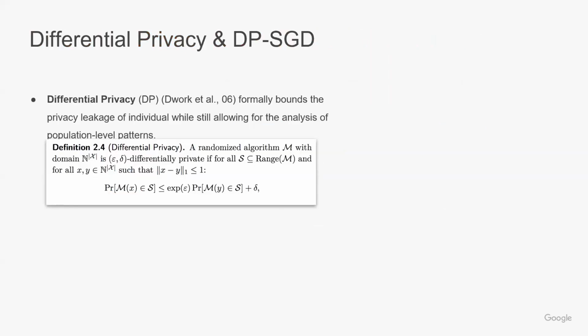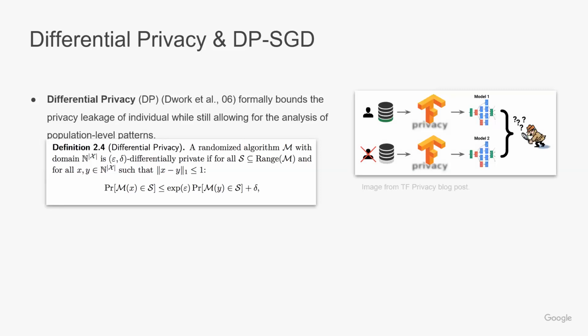Various techniques have been proposed to enable private data analysis, and among those, differential privacy, or DP for short, is a widely adopted notion that can formally bound the privacy leakage of an individual while still allowing for population-level pattern analysis. Formally, a randomized algorithm is epsilon-delta DP if for every pair of neighboring datasets that differ by at most one record, the distribution of the model on the two datasets only differs by a very small amount defined by epsilon, with failure probability delta. In other words, DP makes it very hard for an attacker to tell whether an individual data point has been included in the training of the model or not.